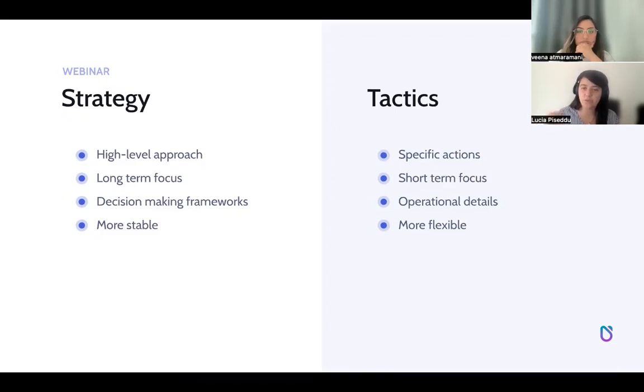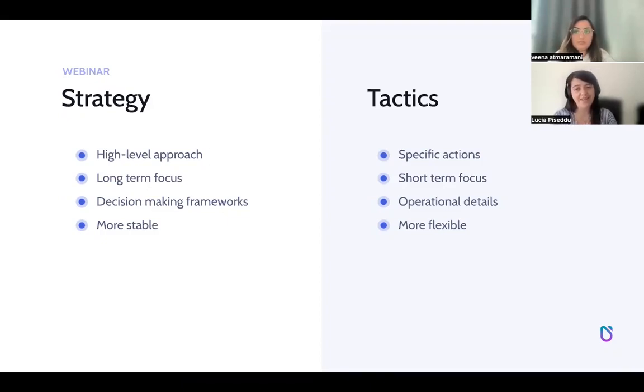Whereas tactics, of course, are really specific actions that are meant to implement our strategy, but they're very specific actions. Strategy is also very long-term. It has a very long-term focus. So we're really going to think, okay, how do we want the company to be in 3 years, 5 years, 10 years from now? Whereas tactics, they have a very short-term focus, right? So how can we get 100 leads within 1 week, for example, right? So it's a very short-term focus. Strategy also provides us with decision-making frameworks, but it doesn't go really much in detail in how we're going to realize this strategy.